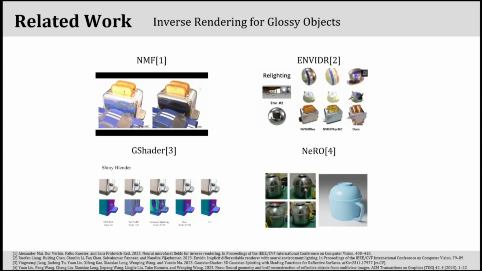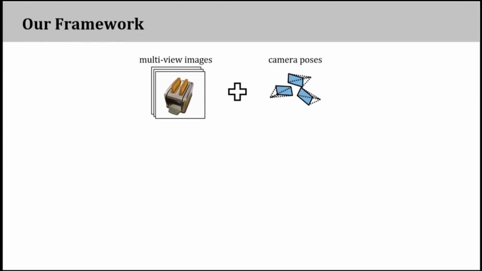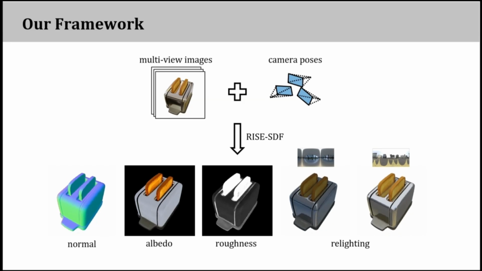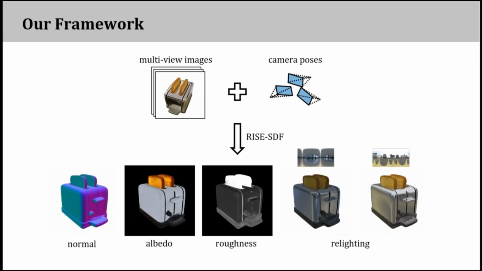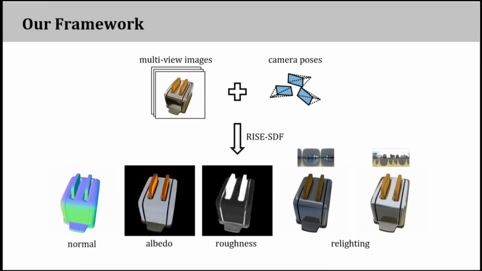Although these methods achieve impressive geometry reconstruction for glossy objects, the performance of material estimation and relighting remains limited. Given multiview images and their corresponding camera poses, our end-to-end relightable neural inverse rendering system achieves high-quality reconstruction of geometry and material properties, thus enabling high-quality relighting.